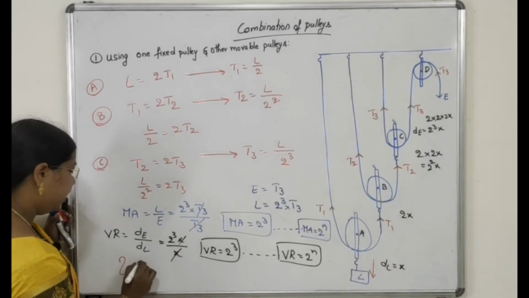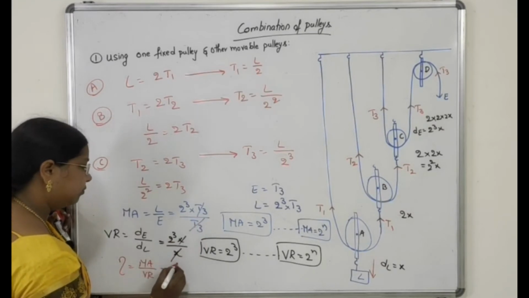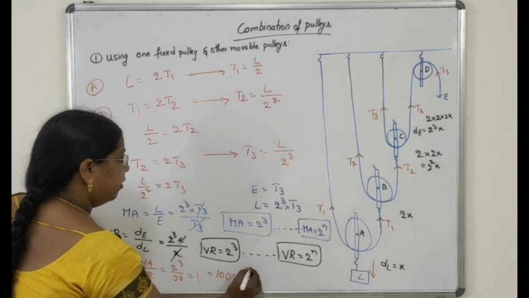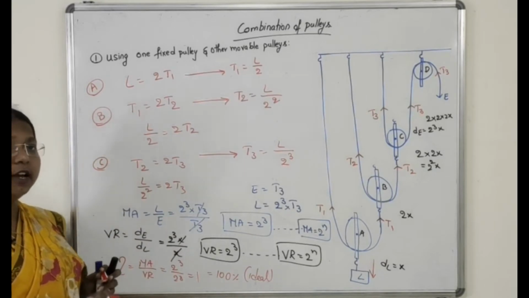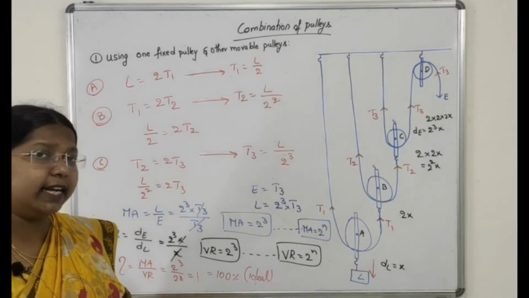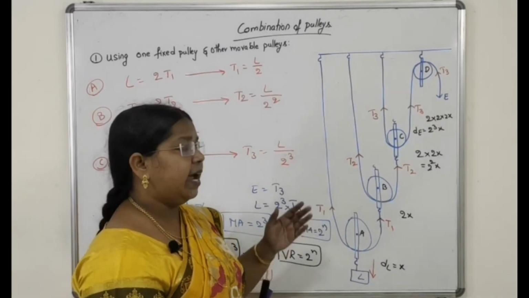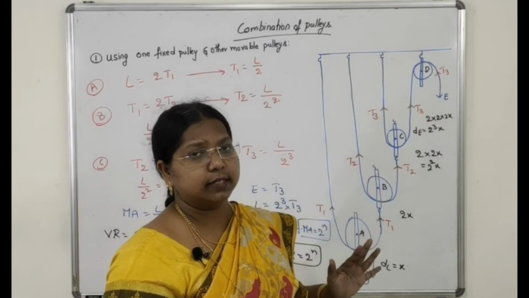Efficiency is equal to MA by VR. MA is 2 power 3, VR is equal to 2 power 3. So 1, that is equal to 100%. This is in the ideal situation, when we are neglecting the friction between the ball bearings of the pulleys and the weights of the pulleys and weights of the string, when we neglect all these things.